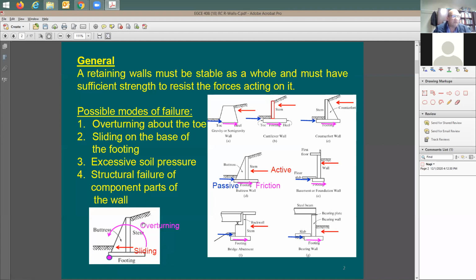Or it's gonna be overturning, which means all of a sudden you see the entire wall is lifting up and just collapsing this way, right? So you don't want both of these two to happen. And also gonna be sure that the soil pressure below the footing is within the allowable soil pressure. I'm not gonna be doing this, but this gonna be just for reading, if you like. This gonna be the possible mode of failure for the entirety of the wall. In this course, I'm gonna be interested more into the design of this structural element, which is this retaining wall.